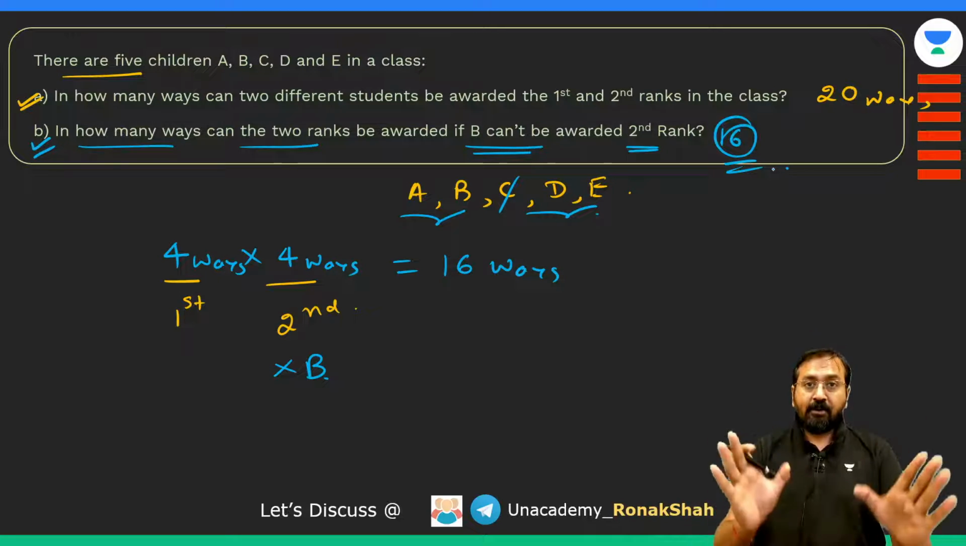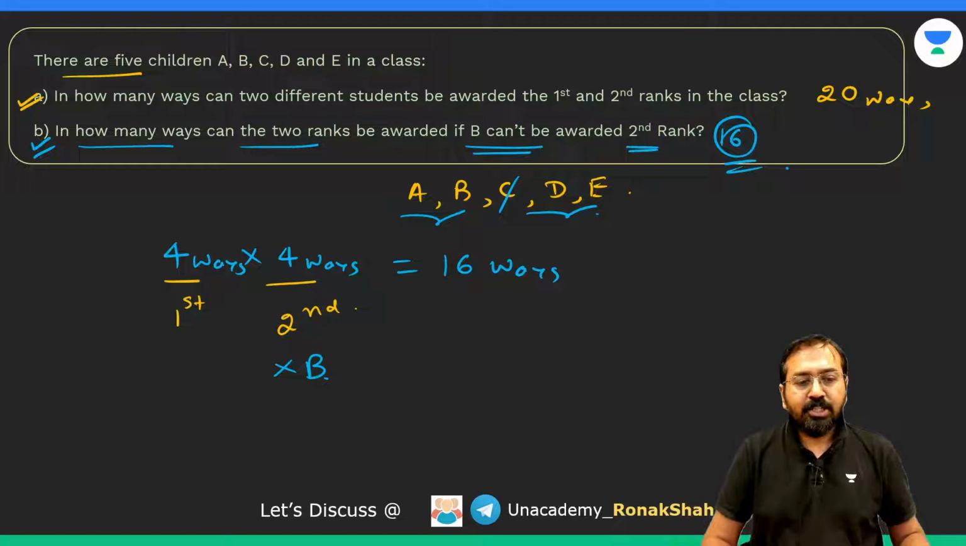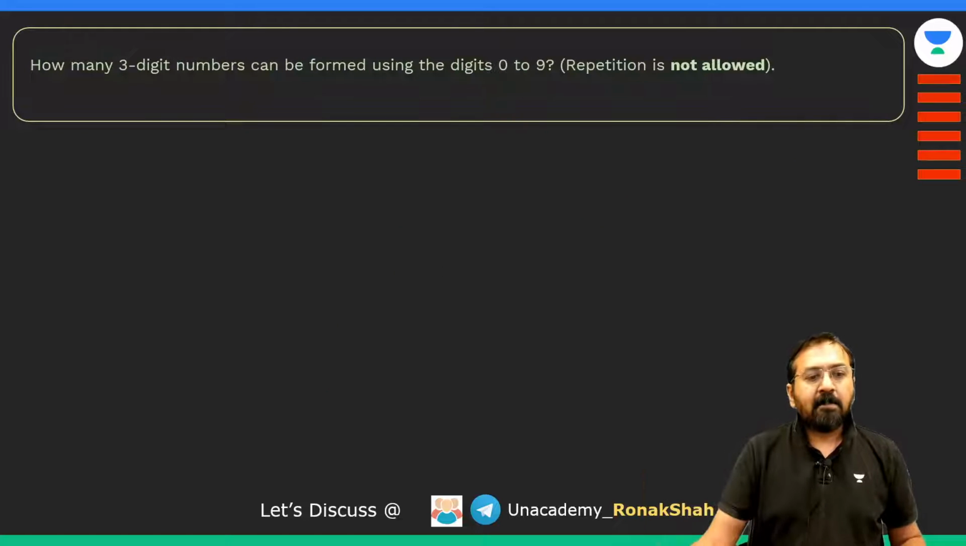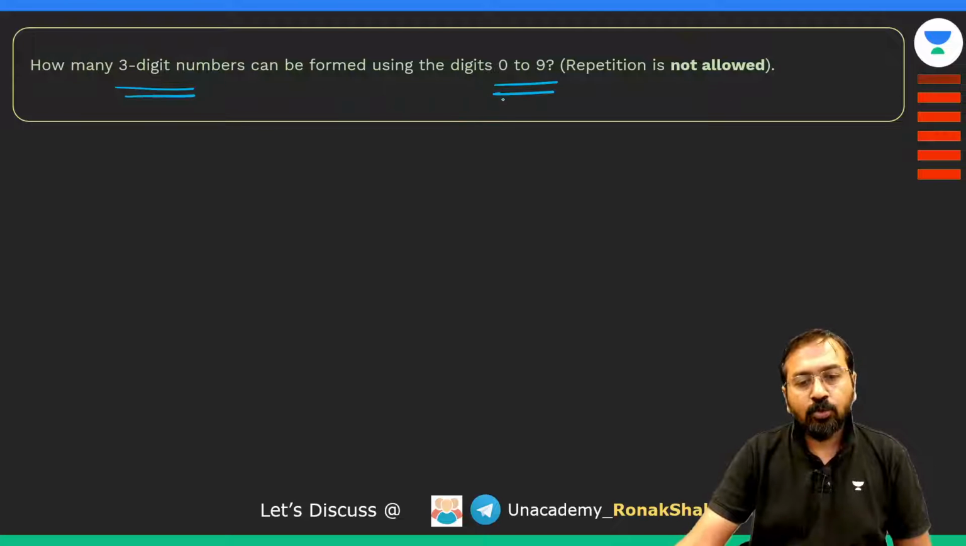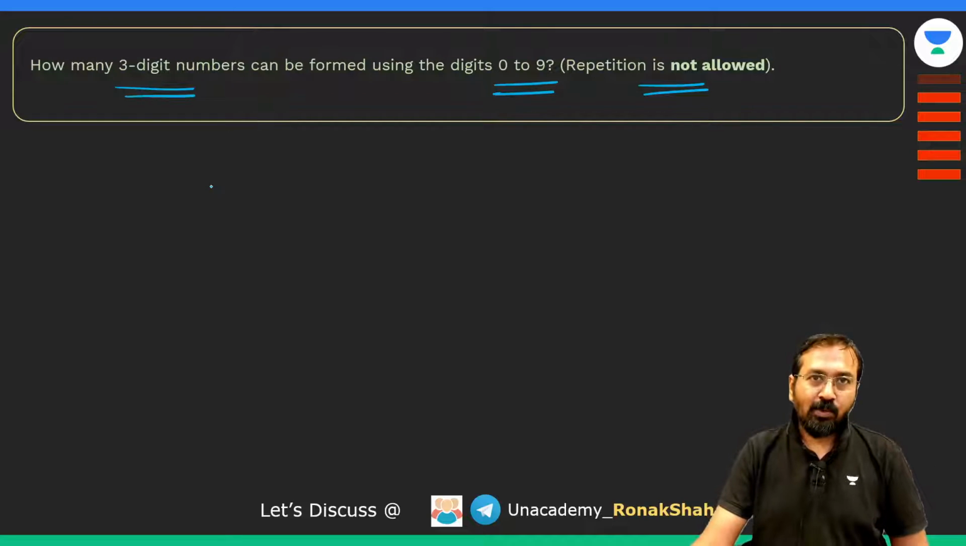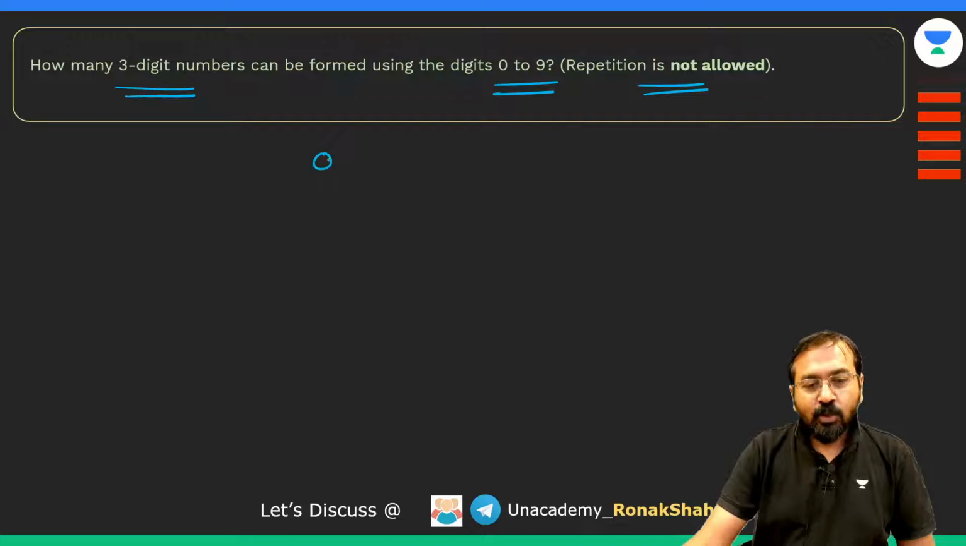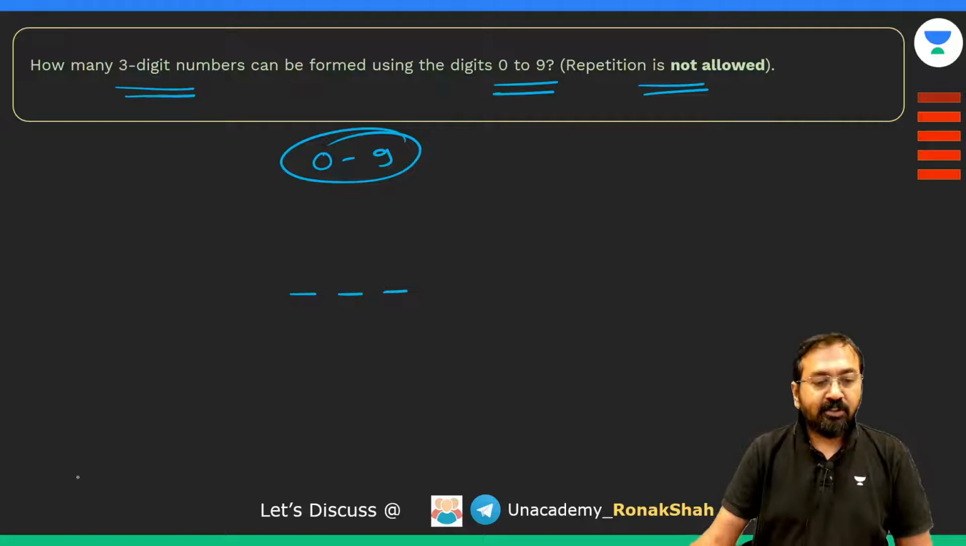I really hope you have understood this part. Let's take one more question. This is a very simple number based question. How many 3-digit numbers can be formed using digits 0 to 9 if repetition is not allowed? Okay, so guys, 0 to 9, these are 10 digits and repetition is not allowed, so we need to create 3-digit numbers. Now there is a condition for the leading digit, or you can say the hundredths digit.